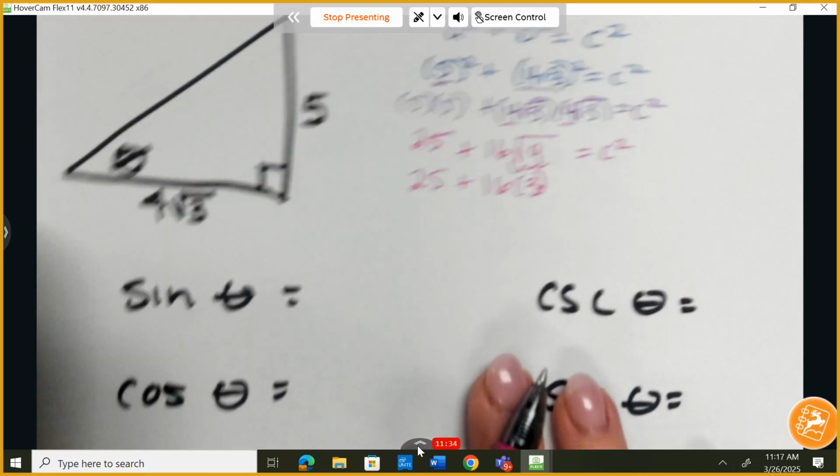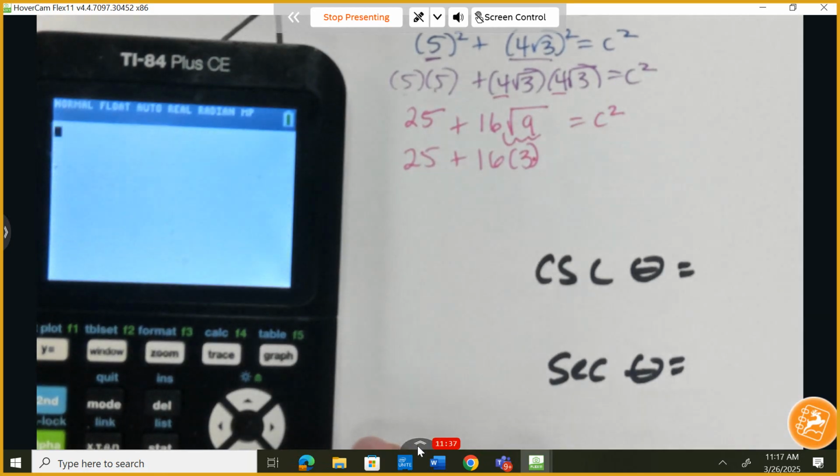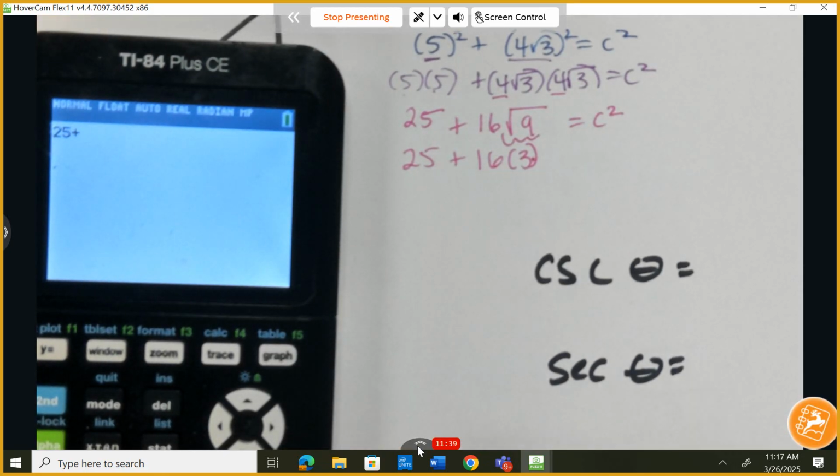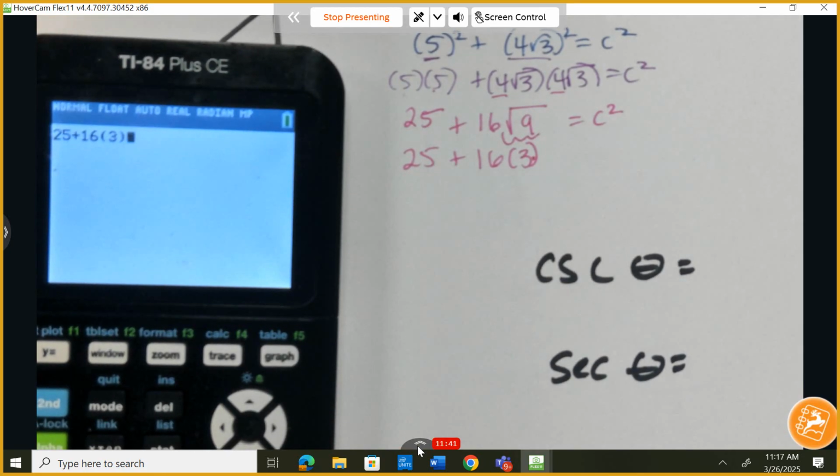Okay, so now on your calculator, you're going to plug in exactly like I'm doing. We're going to take 25 plus 16 times 3.